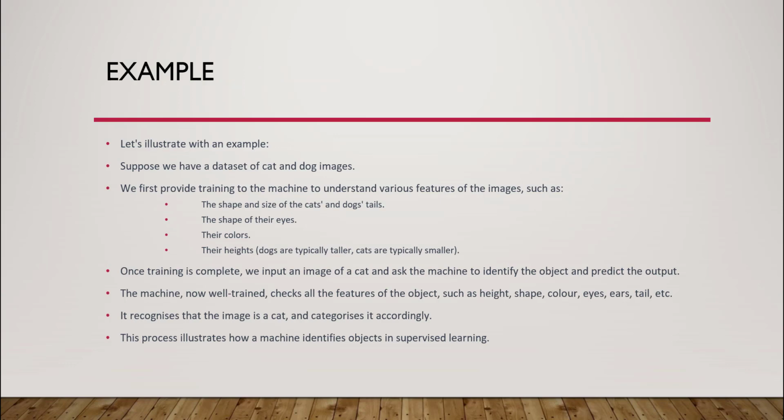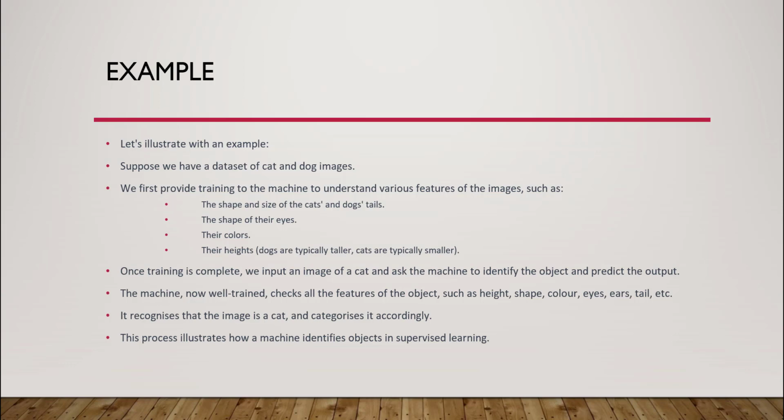Suppose we have the data set of cats and dogs. We first provide the training to the machine to understand various features of the images, such as the shape and the size of the cats and dog tails, the shape of the eyes, their color, their height. Dogs are typically taller, cats are typically smaller.